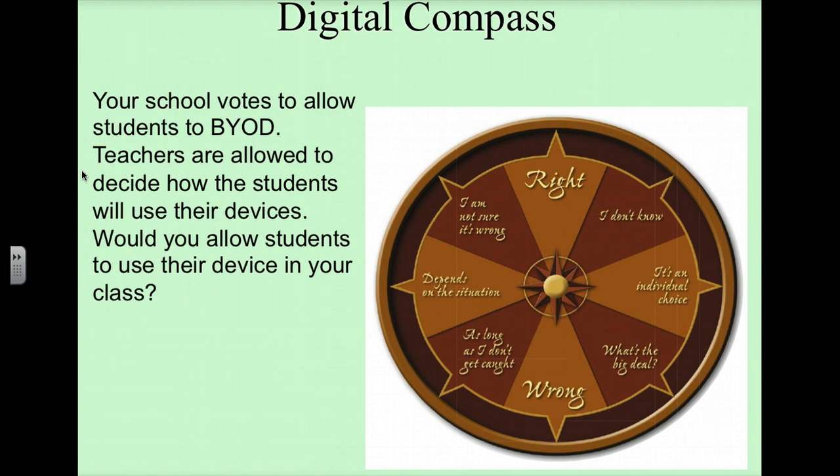So let's look at some of these issues. And these are issues that we can look at that might frame how you will be looking at your voice thread. Ribble uses something he calls the digital compass. And so let's put out some ideas here. Your school votes to allow students to BYOD, bring your own device. Teachers are allowed to decide how the students will use their devices. Would you allow students to use their device in your class?